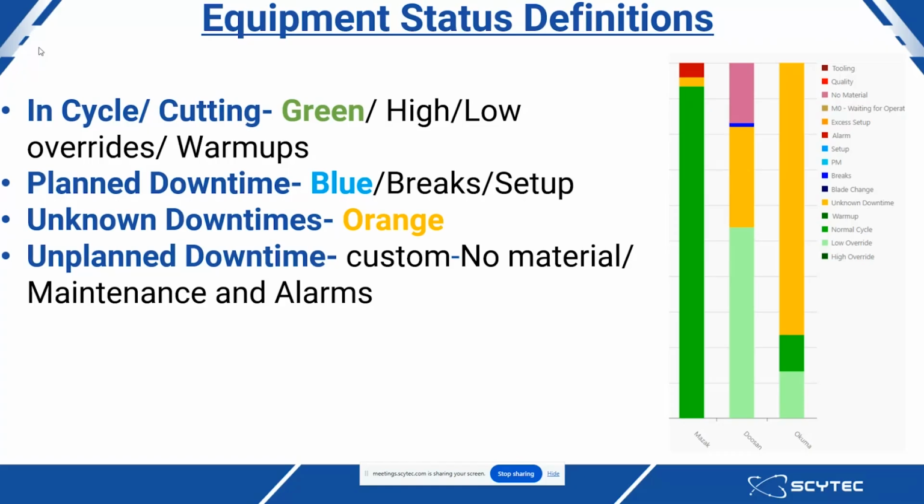And then unknown downtimes are in shades of orange. And then unplanned downtimes are custom, where you can define them. And those can be things like no material, maintenance, alarms, etc. So as I said, everything in DataXchange is 100% user defined, meaning that you can show this information how you'd like to, but this is just how we start things off and what's typical of how customers show their reported metrics.